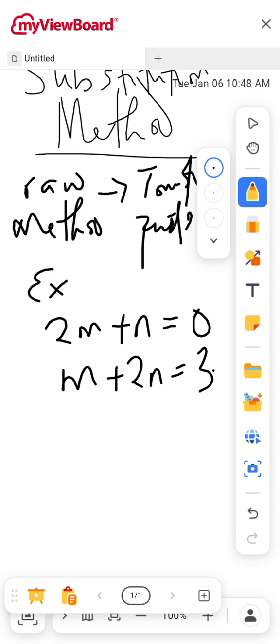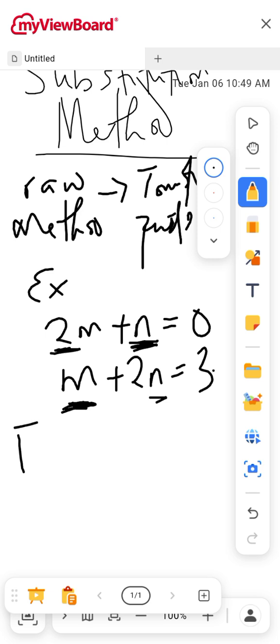Look at equation 1 now. The coefficient of m is 2. The coefficient of n is 1. So it's easy for me to make n the subject of the formula. Likewise, in equation 2, if I decide to settle for it, variable m has coefficient 1, while variable n has coefficient 2. So it's easy for me to make m the subject of the formula. So I can decide to settle for any one.